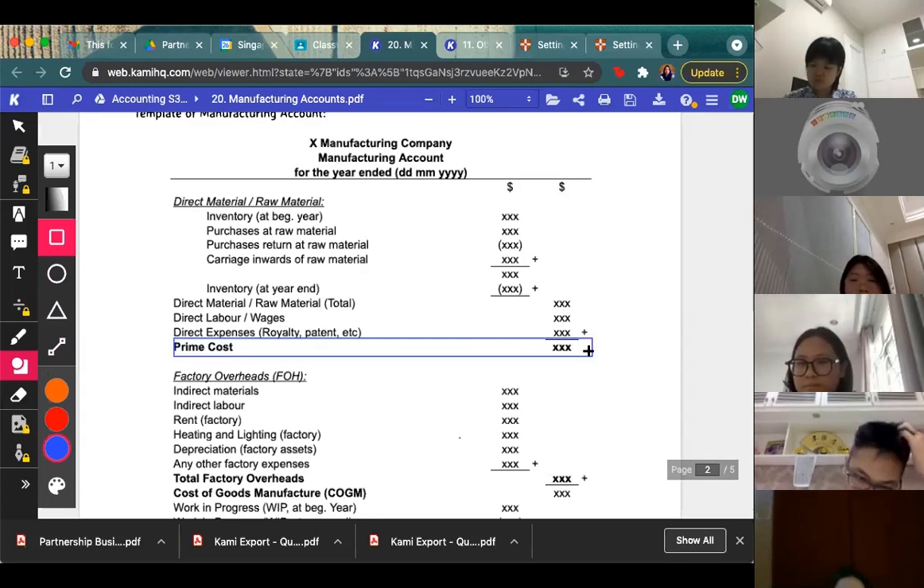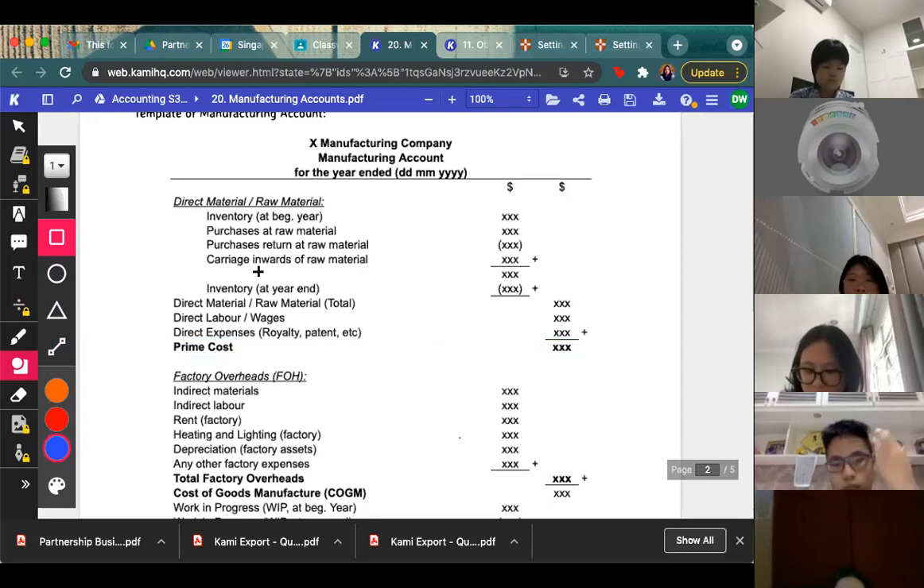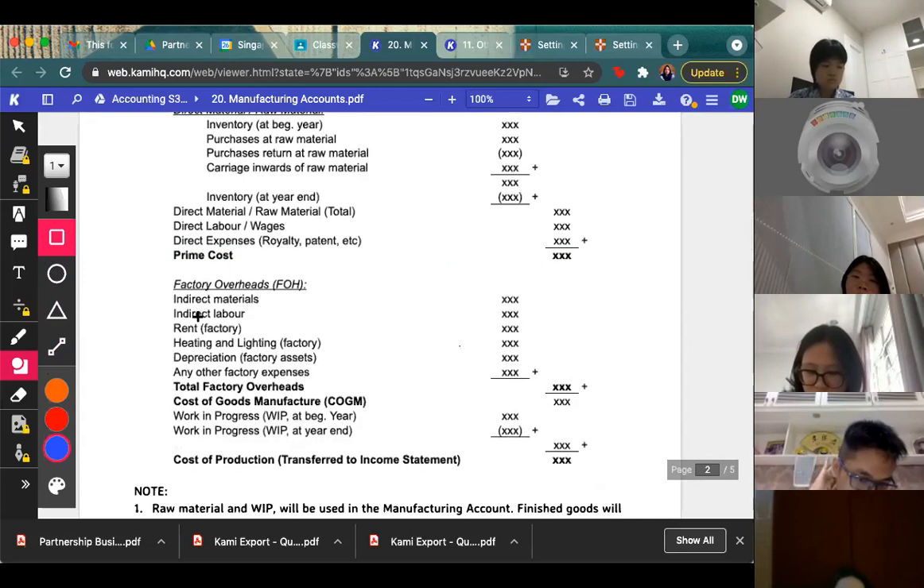Yeah, this prime cost carries marks. You need to be able to calculate that prime cost. Why is it called prime? Because without them, we cannot have any goods at all. After you have prime cost, then it continues to factory overheads.